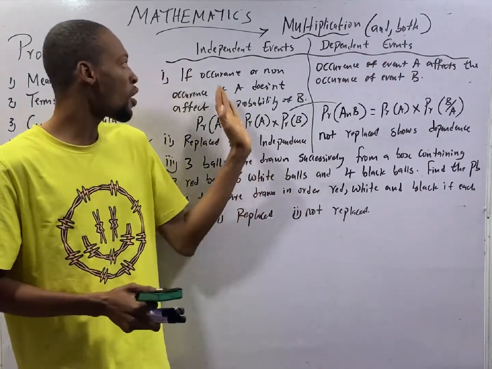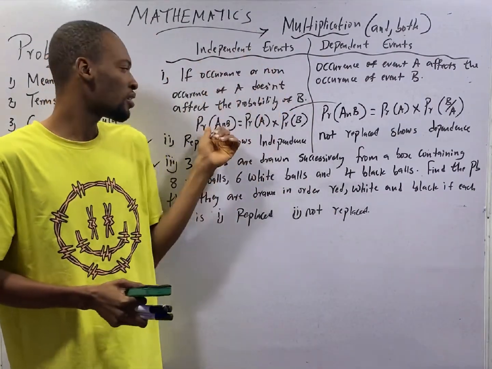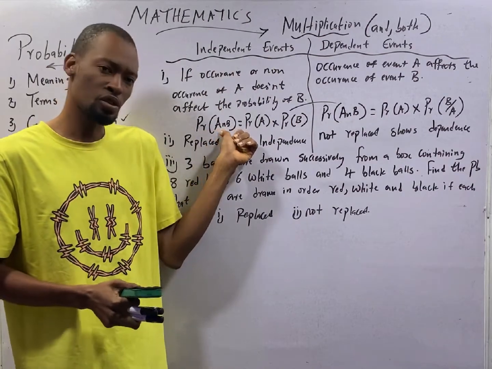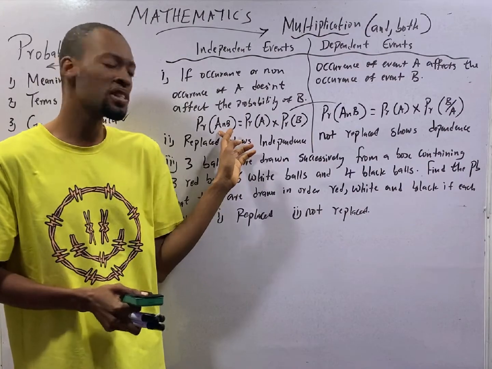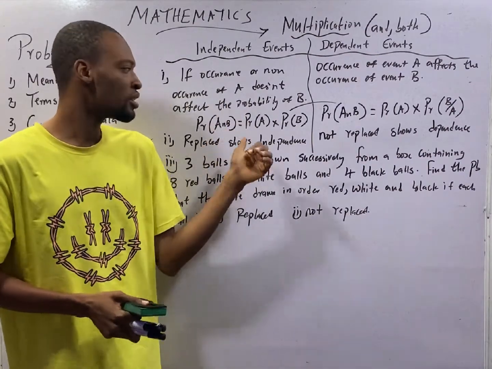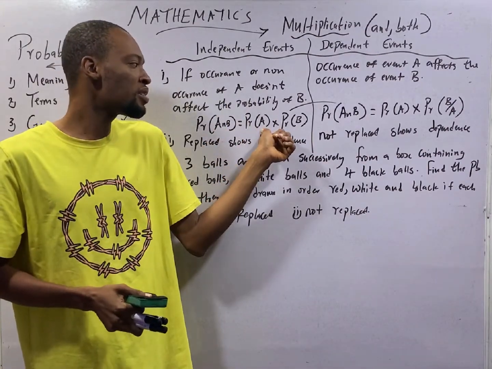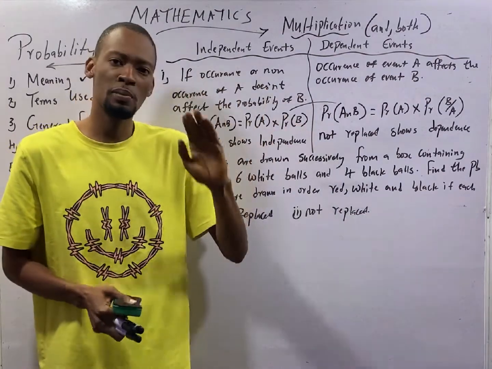Now, for independent events, the probability of A intersection B, or the probability of A and B, or the probability of both A and B, is the probability of A times the probability of B.